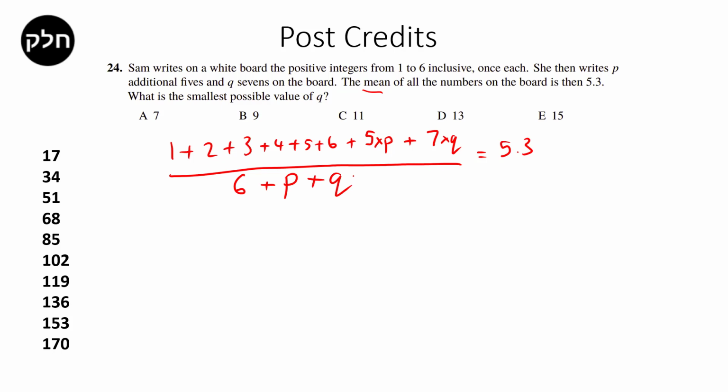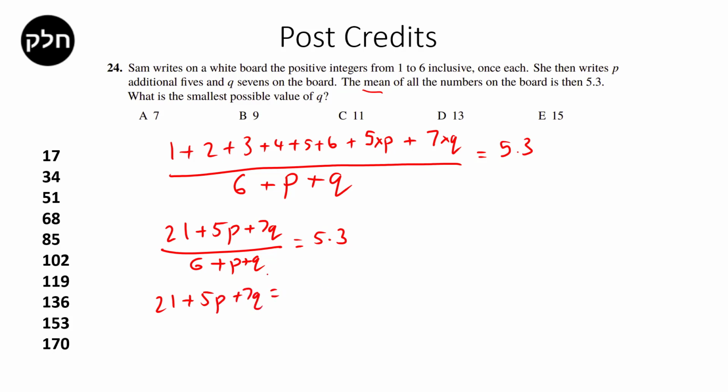Now, I do not know if what I'm doing is the best way of doing this, but it is the way that seemed to get to an answer. So let's sort this out. We've got 21 plus 5p plus 7q, all divided by 6 plus p plus q, equals 5.3. We then have 21 plus 5p plus 7q equals, if I multiply both sides by 6 plus p plus q, 6 times 5.3 is 31.8 plus 5.3p plus 5.3q. Bit disgusting, but let's try and simplify this out.